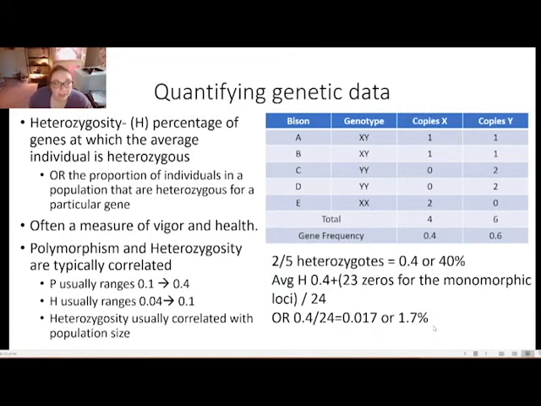Polymorphism and heterozygosity are typically correlated. The polymorphism usually ranges from 0.1 to 0.4, so 10 to 40%, and heterozygosity usually ranges from 0.04 to 0.1, so 4% to 10%. Now, heterozygosity is usually also correlated with population size. So the smaller a population, the less heterozygosity you're going to see. And that kind of fits with the theme of everything we've been seeing today, where small populations really don't do as well as larger populations.